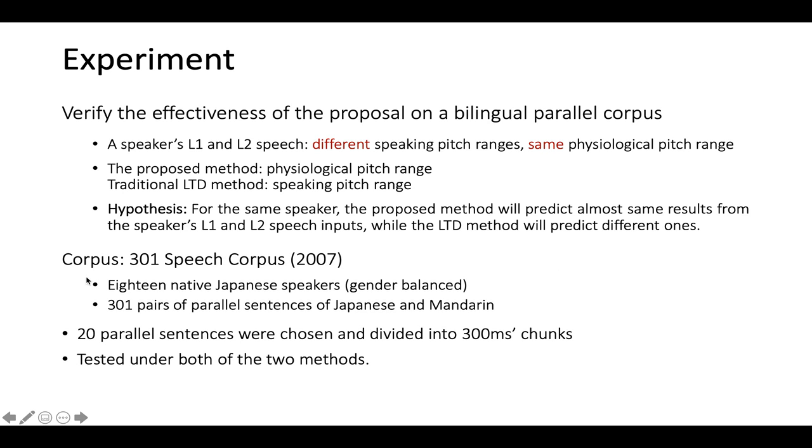And we happen to have such a corpus established in 2007. It's called the 301 speech corpus. There are 18 native Japanese speakers in total, and they are gender balanced. There are 301 parallel utterances of Japanese and Mandarin. So we choose 20 parallel sentences from them and divide it into 300 milliseconds chunks and test it under both of the 2 methods.